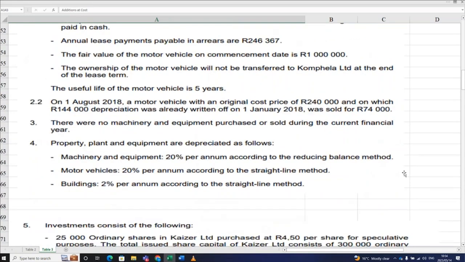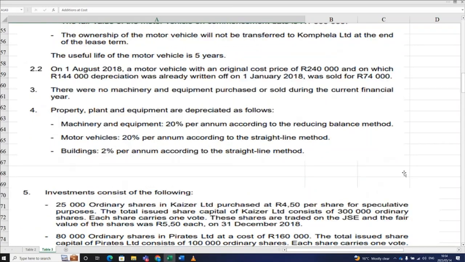On 1 January 2018, a motor vehicle with an original cost price of 240,000, and on which 144,000 was already written off as depreciation on 1 January 2018, was sold for 74,000. There were no machinery and equipment purchased or sold in the current financial year. Property, plant, and equipment are depreciated as follows. Machinery and equipment 20% per annum according to the reducing balance method. Okay. Motor vehicles 20% per annum according to the straight line method.